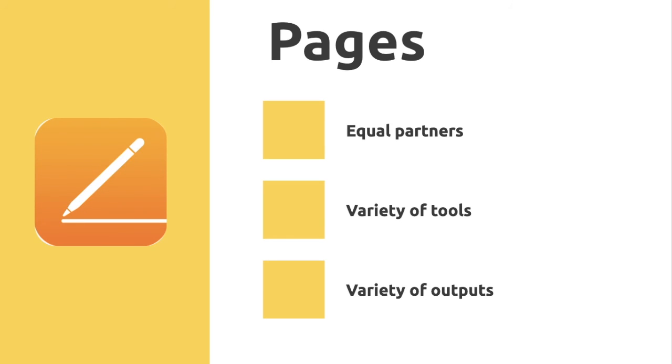We felt that Pages was the best to support collaboration. Students can be equal partners with each being able to be on the same assignment. There's also a variety of tools, so there's a lot of things they can create. And there's also a variety of outputs, so they can export it as an ebook or host it on the web or print it out. So there's a lot of options, and it's a really great tool to support collaboration.